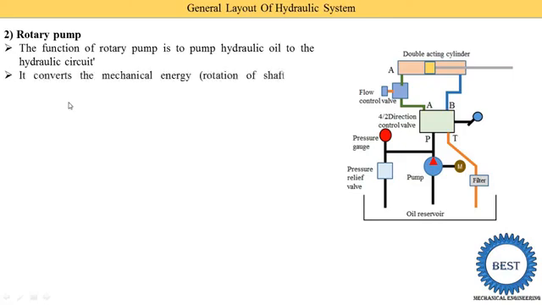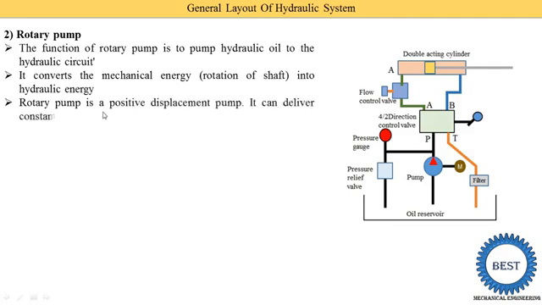It converts mechanical energy into hydraulic energy. Mechanical energy means the rotation of the shaft. So in a pump, here you see it is the shaft, and when the shaft is rotated, it is called mechanical energy. So how do we create the mechanical energy? Generally we have electrical energy available. So we supply the electrical energy to the motor. The motor converts electrical energy into mechanical energy, and this mechanical energy is supplied by the shaft to the pump, and the pump converts this mechanical energy into hydraulic energy.